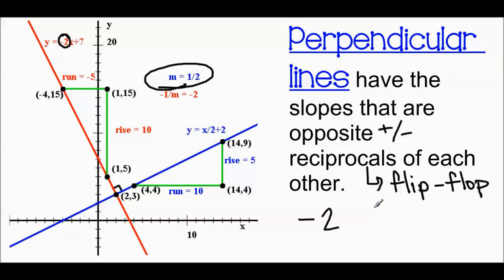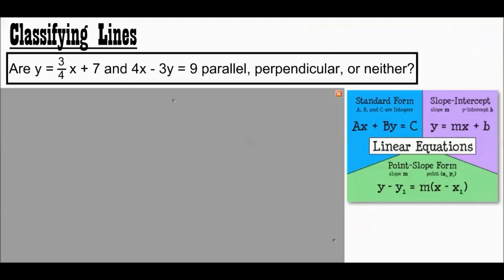-2 and +1 over 2. Because you could think of that as -2 over 1. It changed from negative to positive and it flipped over. So those two slopes are opposite reciprocals.